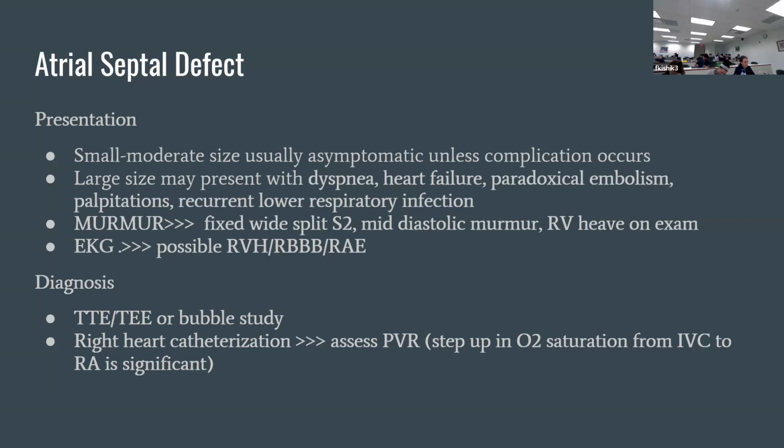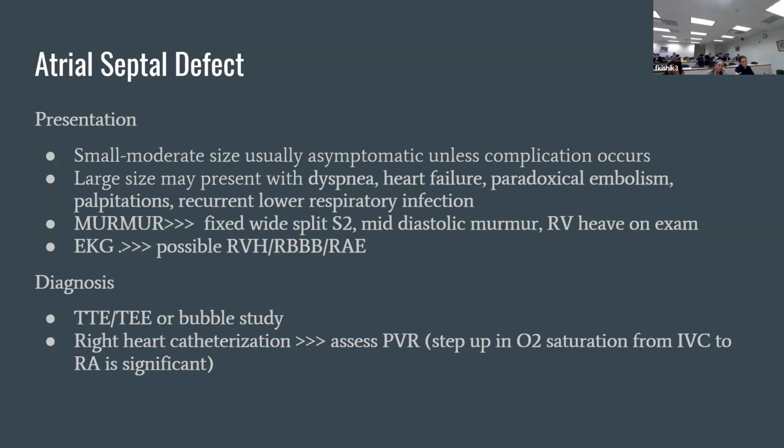Diagnosis, we can do a transthoracic echo, a TEE, or a bubble study for this one. Right heart cath will assess PVR, so you will see a step up in O2 saturation from the inferior vena cava to the RA. And that makes sense when we think about it, right? The inferior vena cava is bringing back deoxygenated blood, so it shouldn't have a lot of oxygen in it. And then once it dumps itself into the right atrium, it should be the same oxygen level. Nothing happened, it was just being dumped in.